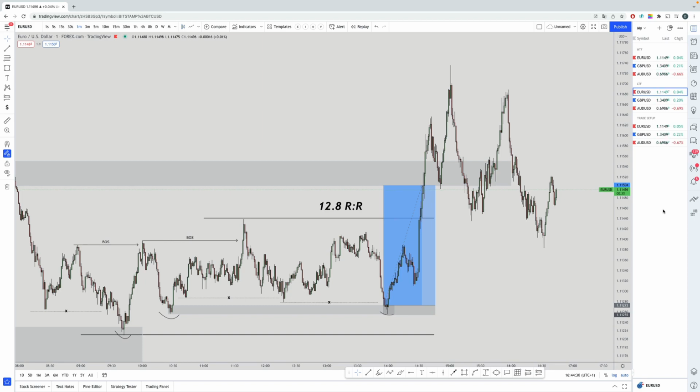What's going on, traders from the inner circle, and welcome to a new trade recap of today's EURUSD trade, which was a 12.8 risk reward. Completely nice trade at the end. Unfortunately, I closed it a little bit too early.